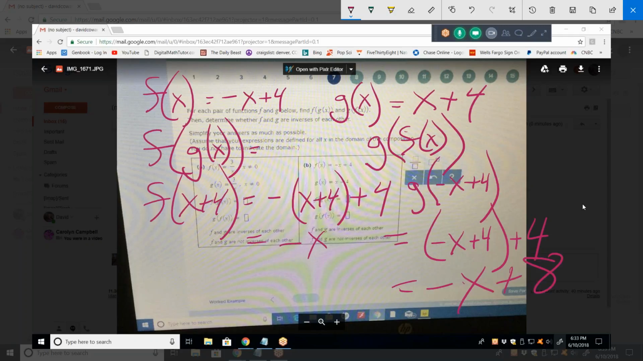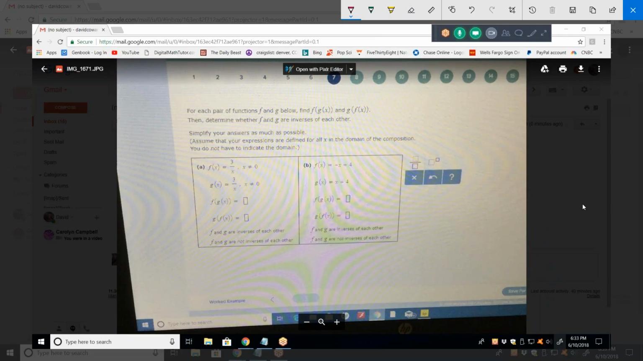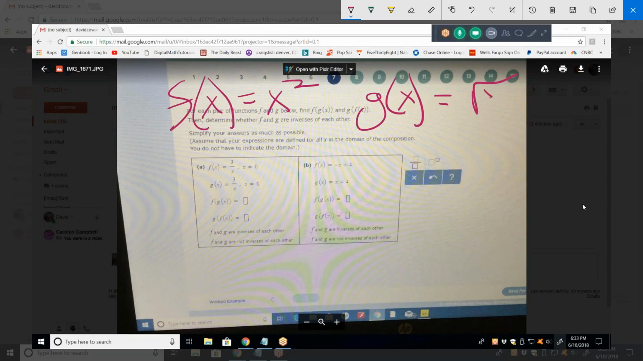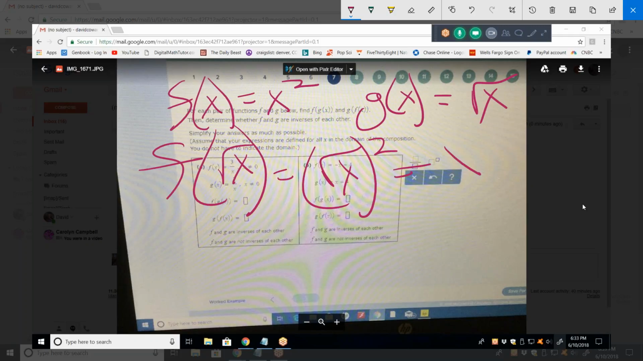Okay, that's g of f, but again, they're not inverses of one another. Both f of g and g of f have to be x. That's the only thing that makes them inverses of one another. For example, if I had f of x equals x squared and g of x equals square root of x, then g of f would be f of square root of x, which is square root of x quantity squared, which is x. Those are inverses of one another, those two original functions.